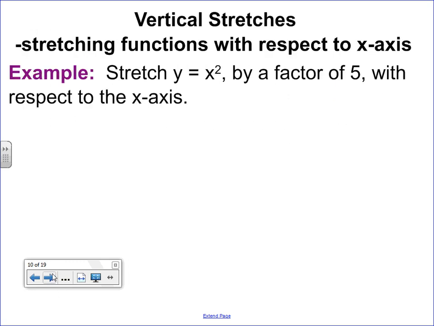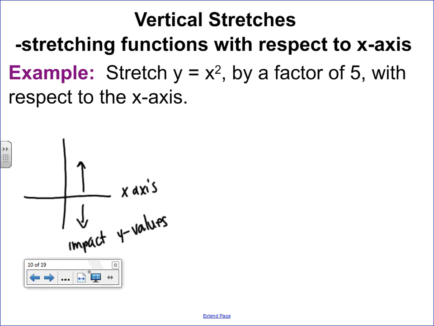Let's look at stretches, the same idea. So stretching something by a factor of 5 with respect to the x-axis. This is a vertical stretch. So if I'm doing a vertical stretch, I am stretching away from the x-axis. So I'm stretching away from the x-axis. And that is going to only impact y values.